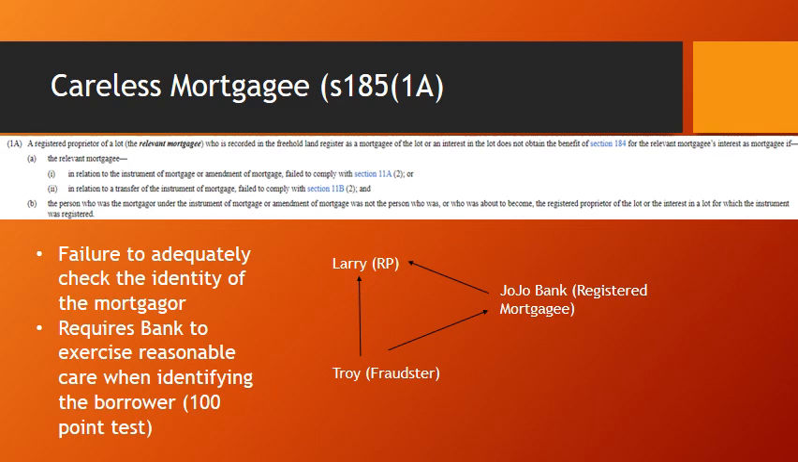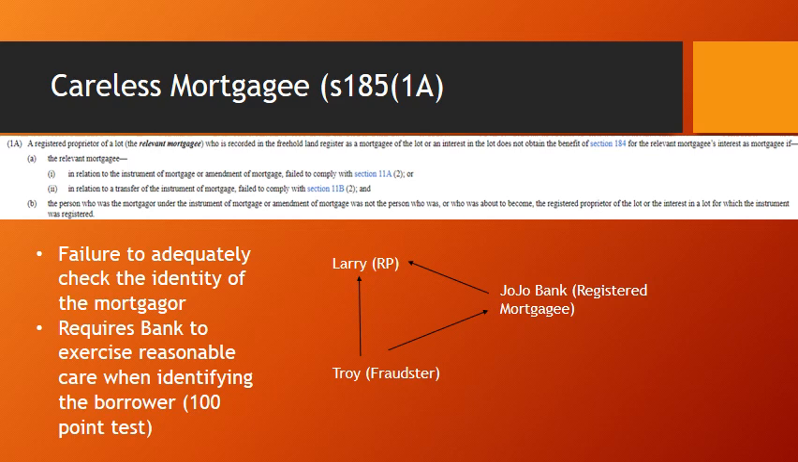So what happens is he executes a mortgage over the property, over Larry's property, right? And Larry doesn't know anything about it. Jojo Bank checks to see if Troy is the person that he claims to be. That is, in other words, he's claiming to be Larry. He's acting as the registered proprietor in order to obtain this loan. And then what happens is those documents are signed and they're registered by Jojo Bank.